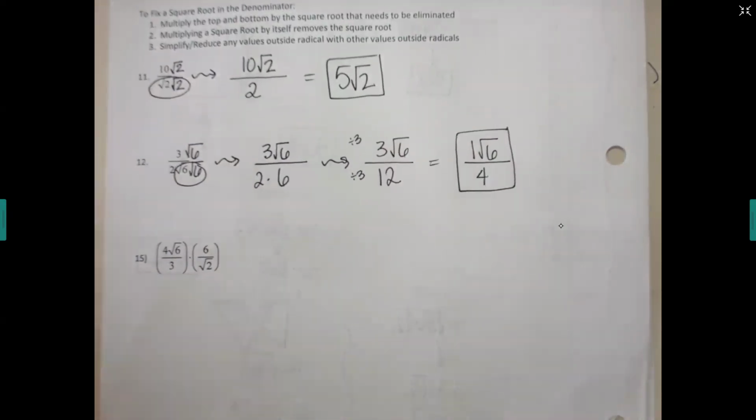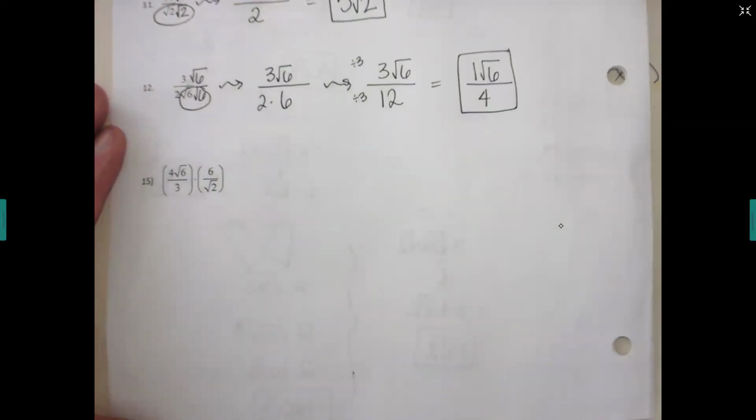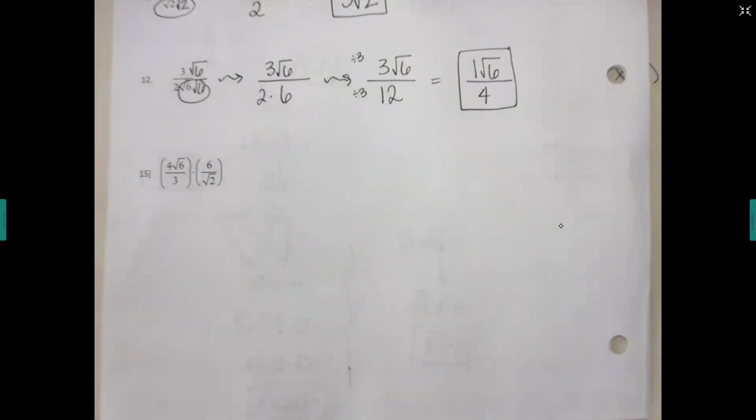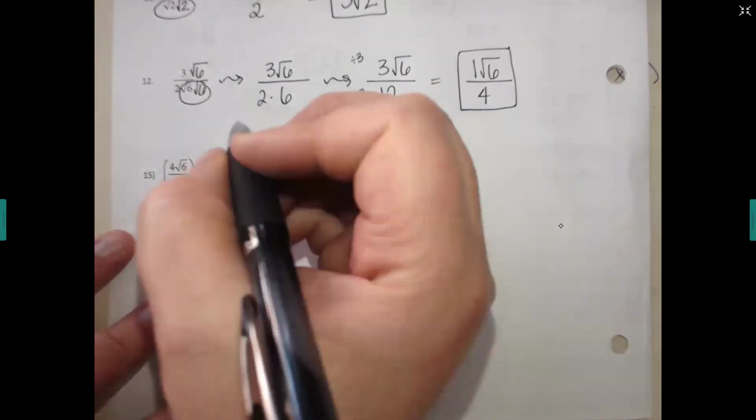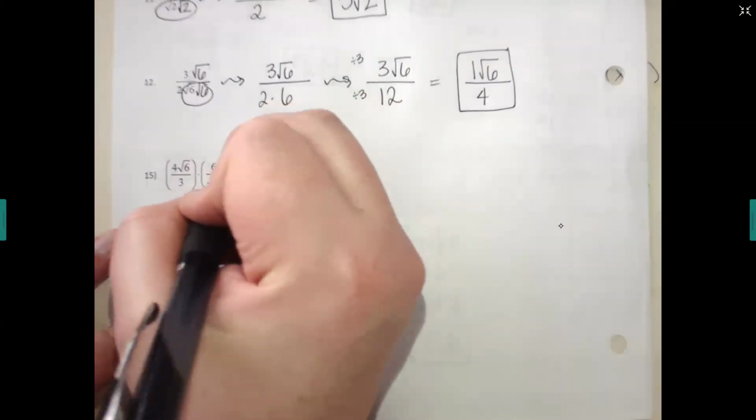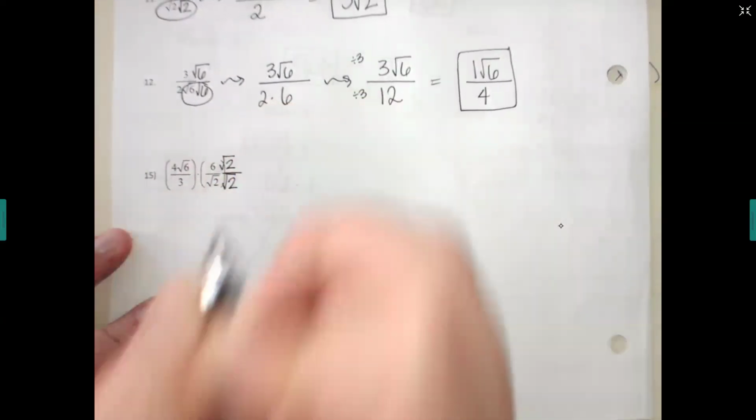All right, last one like that, and then we'll be ready to do a little homework. So take a look at number 15. Okay, I notice I have a square root on the bottom. What is it? Square root 2. So I'm going to put another square root, top and bottom.